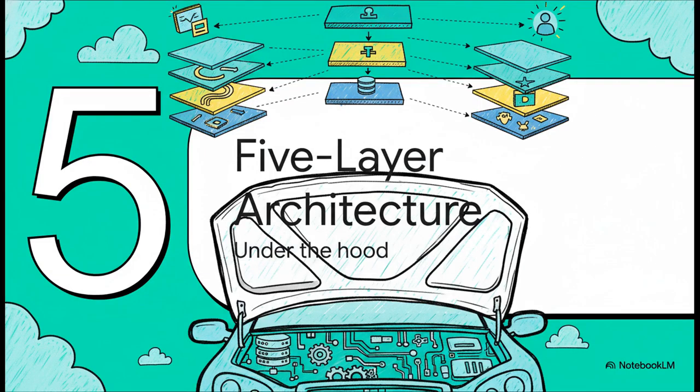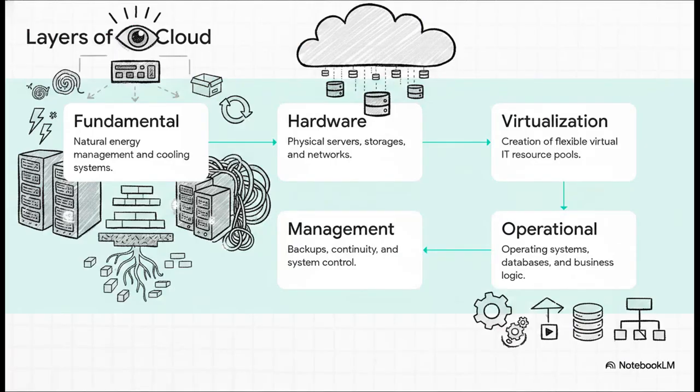Now let's really peek under the hood. Section 5, the 5-layer architecture. Let's build this from the absolute ground up. Because remember, the cloud isn't just magic, it's hardcore physical engineering. It all starts at the bottom with the fundamental layer. This is literally the raw electrical energy, the heavy-duty cooling systems, and the building engineering that keeps the machines from literally melting down. On top of that sits the hardware layer, the massive racks of physical servers, hard drives, and thousands of miles of network cables.